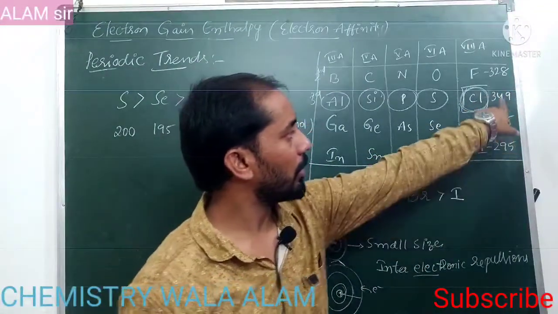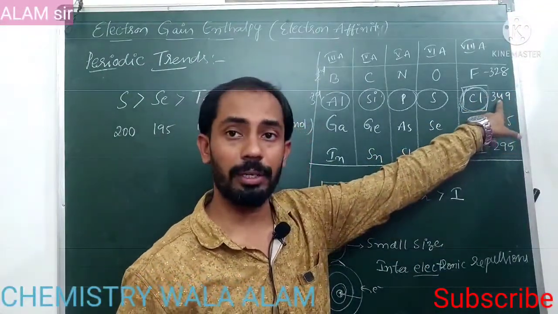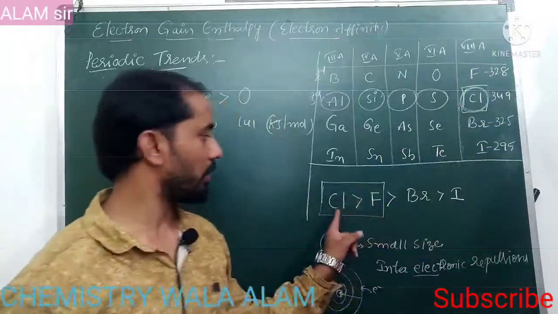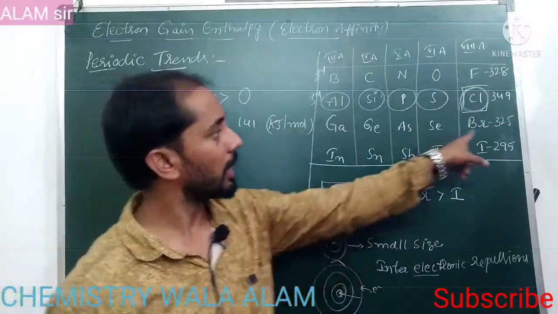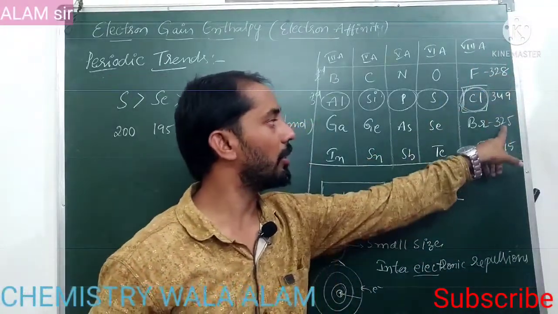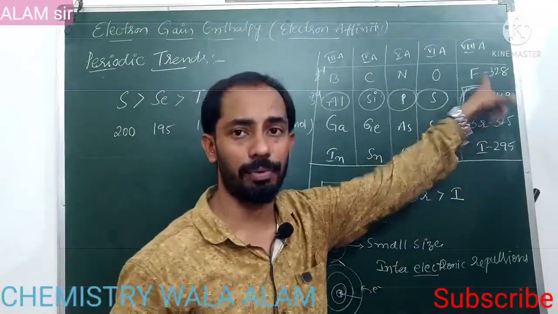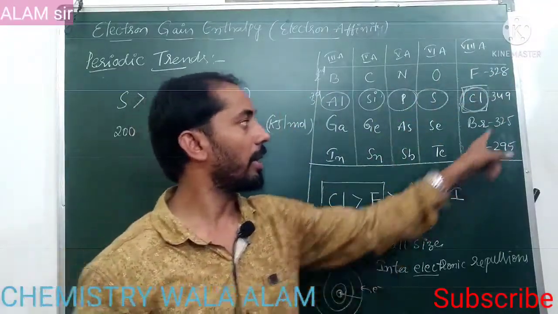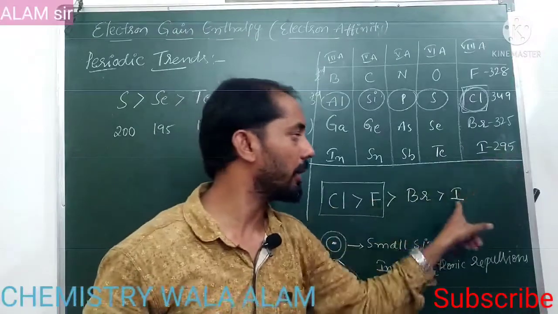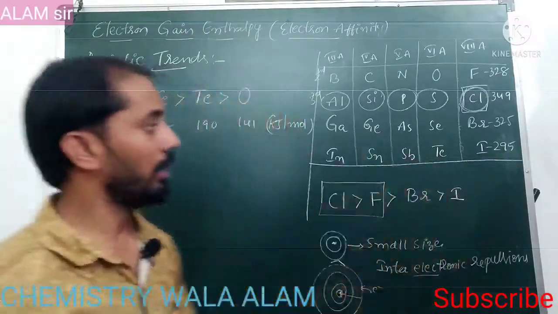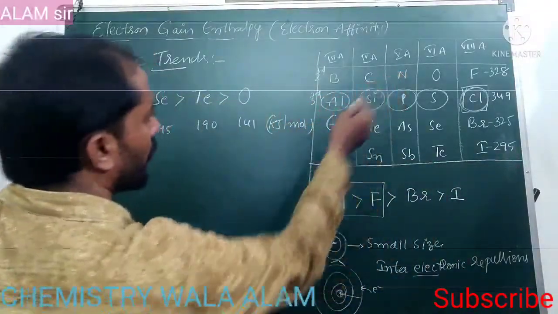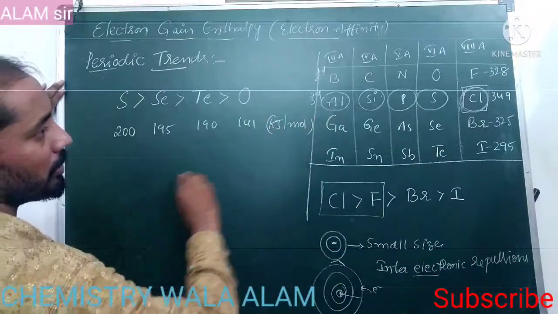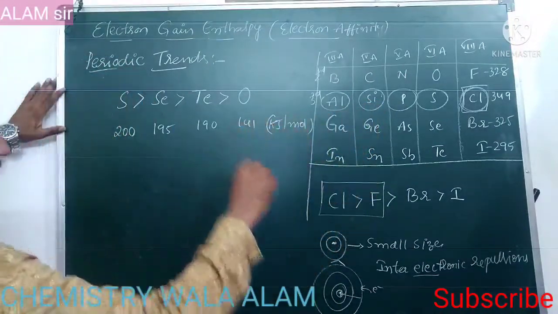The highest releasing one is chlorine, 349 kilojoules of energy is released. That is first, chlorine. The second highest is fluorine at 328, then bromine 325, and then iodine 295. Even for nitrogen and phosphorus, you can see these also.